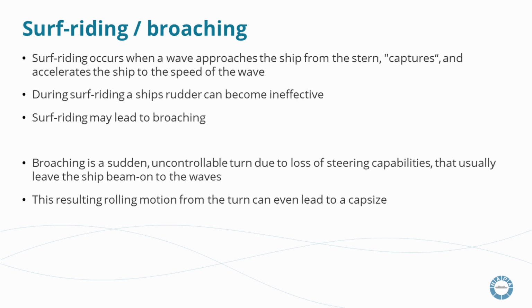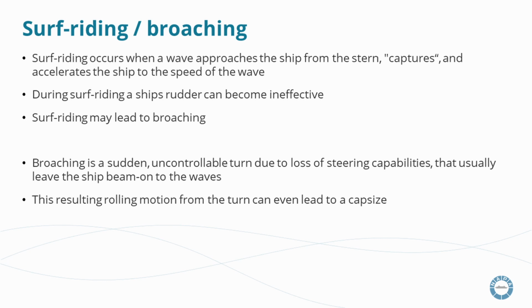The final of the 5 failure modes is surf riding broaching. Of these 2, broaching is the dangerous one, but as surf riding often precedes broaching, this is what the failure mode criterion focuses on and what we want to prevent. Surf riding is when a ship is caught by a wave approaching from the stern that accelerates the ship to the speed of the wave. During this surf ride, the rudder can become ineffective and the ship unstable in yaw, which can lead to broaching.